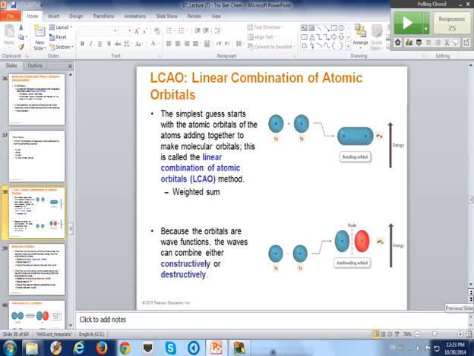Okay, so how does the molecular orbital theory do so?